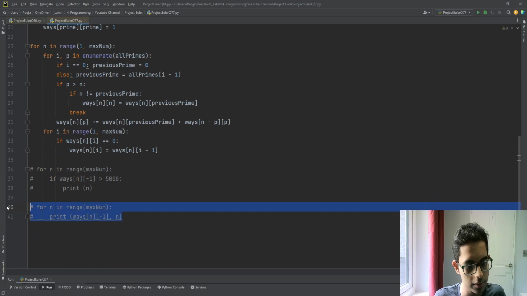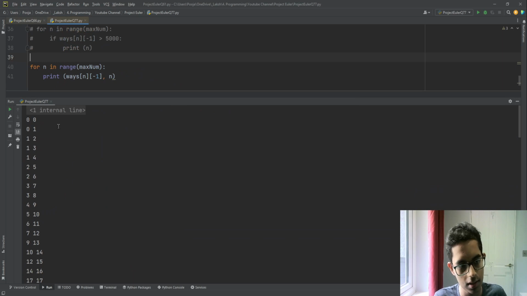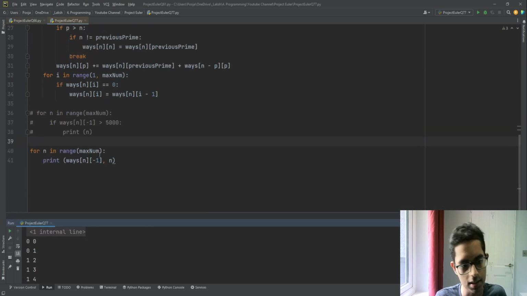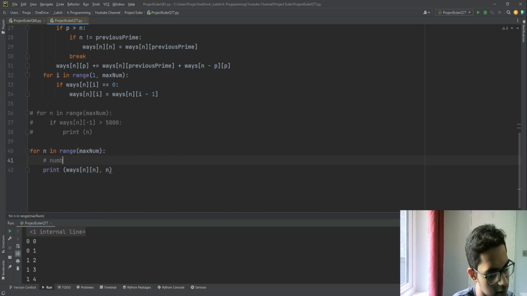So now, the first thing we should do is double check that our answer is correct for 10. So if we scroll up here, okay. Basically, I've just printed the number of ways in which we can get to each number. The reason why this is -1 is because, maybe I'll just make this n, to make it a bit more intuitive. It's the number of ways in which we can get to n using primes at most n.